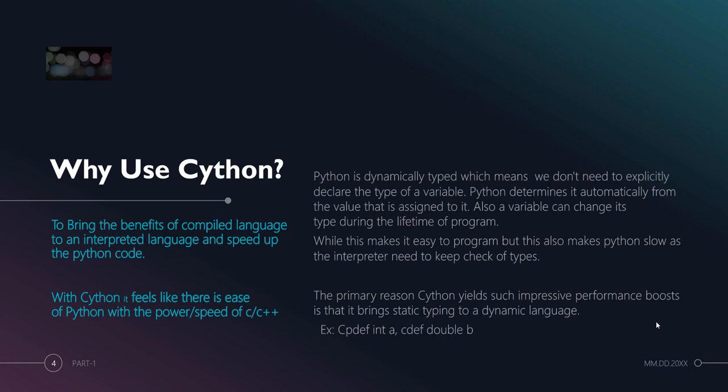Also, Python is a dynamically typed language, which means we don't need to explicitly declare the type of a variable. Python determines it automatically for us. While this makes it very easy for us as programmers, it makes Python a slow language. One of the primary reasons for Cython to yield such an impressive performance boost is that it brings static typing to a dynamic language. So by introducing these factors, Cython actually empowers you to make your Python code fast.